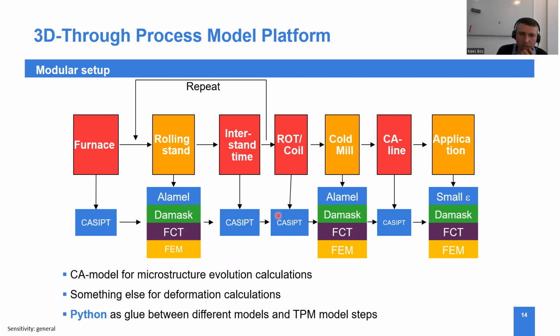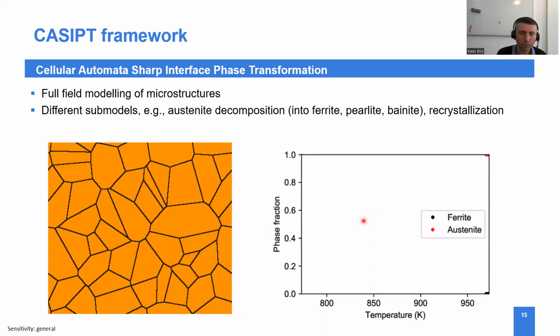And the way that we stitch all this together, that we connect the inputs and outputs of these different models, is that we have a Python framework, which really allows us to connect all these things in a very efficient way, and also in such a modular way that we can easily exchange them. So you see that this CASIPT model plays quite a central role, and I think that's what Eric alluded to when he said that we a long time ago started this CA model. So I want to spend a little bit of time to introduce this CASIPT framework to you.